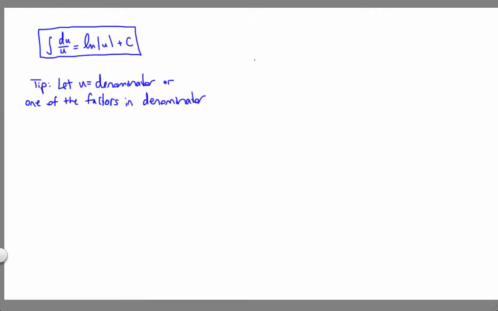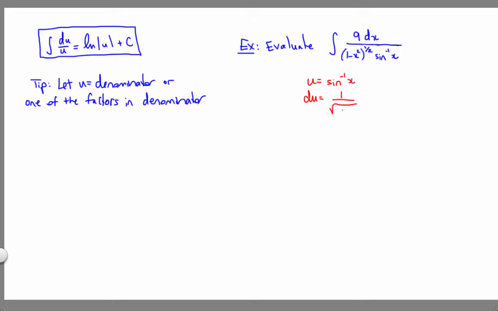Here I've recopied our key formula, and I've recopied our tip that we want to let u equal either the denominator or one of the factors in the denominator. So let's try a second example. Let's think about the best substitution to make here. If we let u equal arcsine x, then when we calculate du, we'll take the derivative of arcsine to get 1 over square root 1 minus x squared, and we'll turn that into a differential by multiplying by dx.